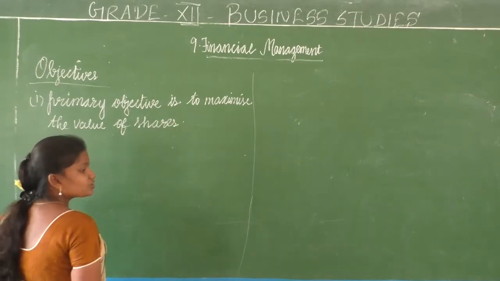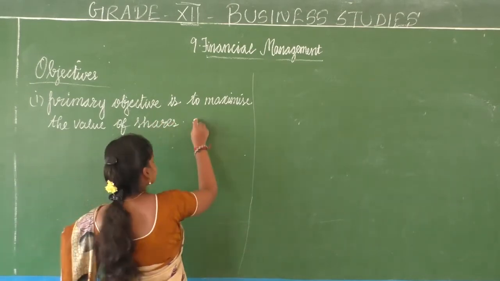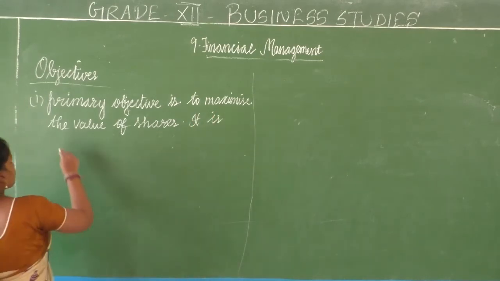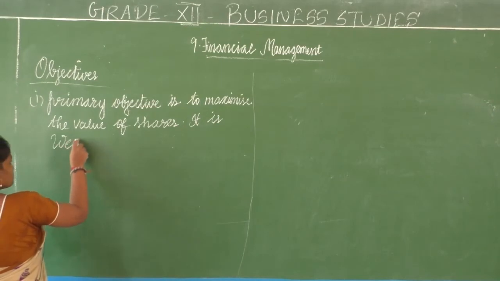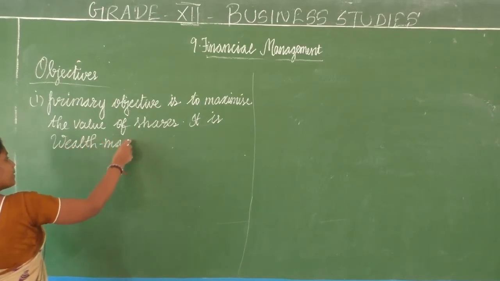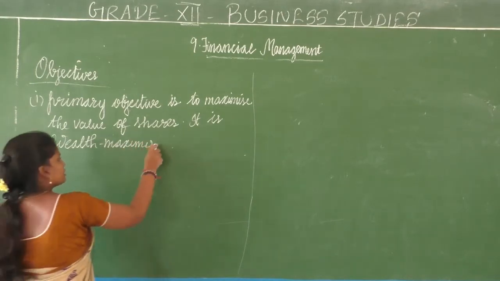So it aims to maximize the monetary value of the shares. In short, it is called wealth maximization.